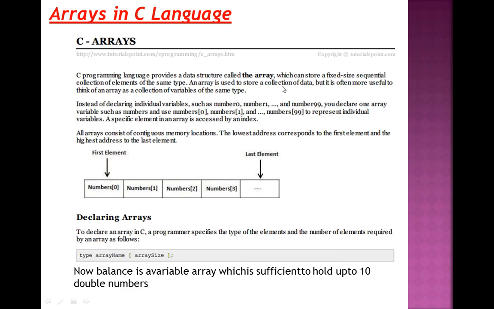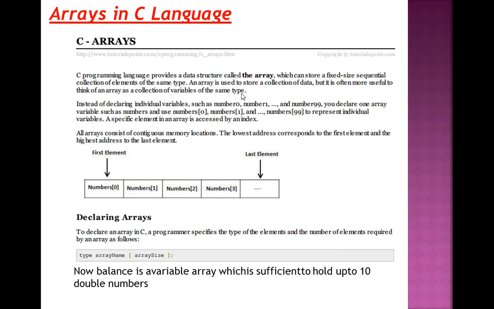An array is used to store a collection of data, but it is often more useful to think of an array as a collection of variables of the same type. As I told you, it is of similar data type. If it is int, all the 4 values are of type int. If I am using 5 values, all the 5 values are of the same data type, double, int, float, any data type, but of the same type.